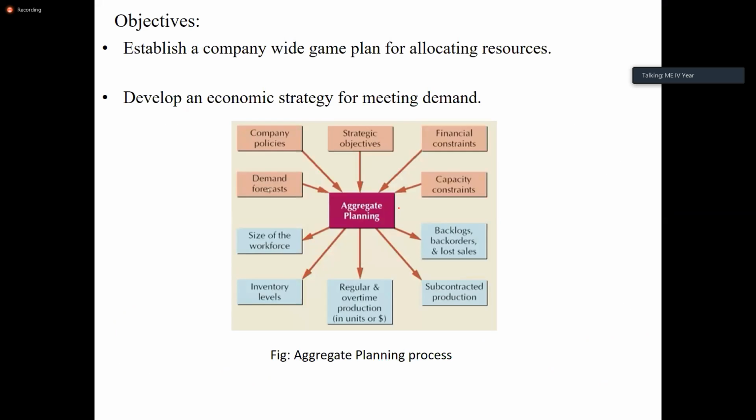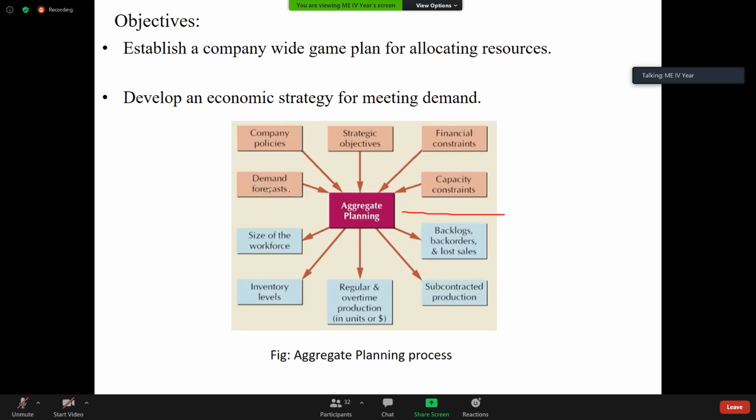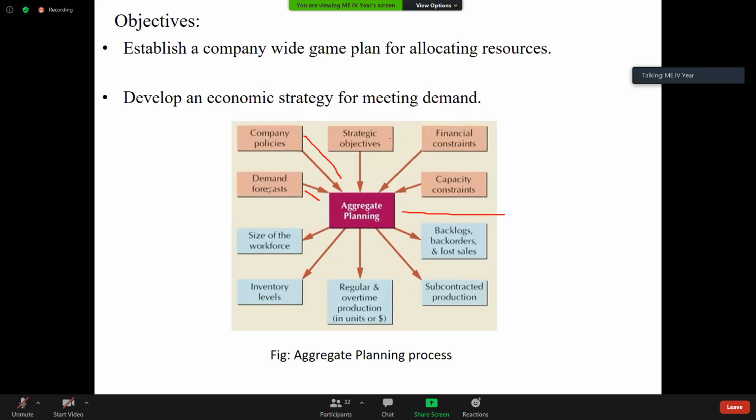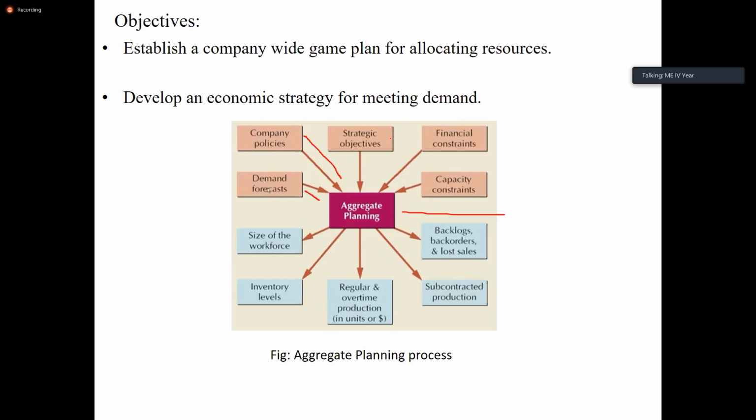Establish a company-wide game plan for allocating resources. This production planning is very much needed in any company. As you see, this is the aggregate production planning. What is the input? Demand forecasts and some policies. Some companies, for example, won't hire and fire employees, so that is one kind of their brand. Strategic objectives we'll see.